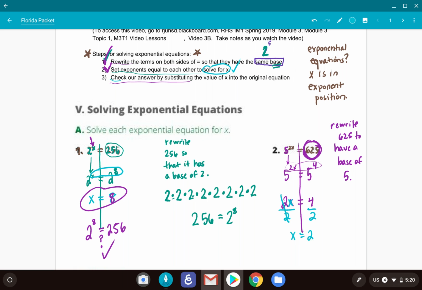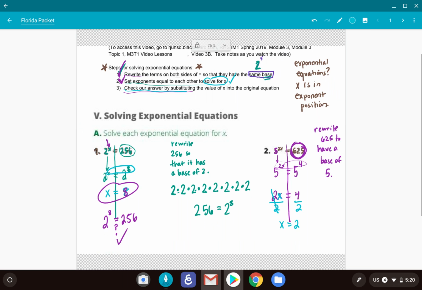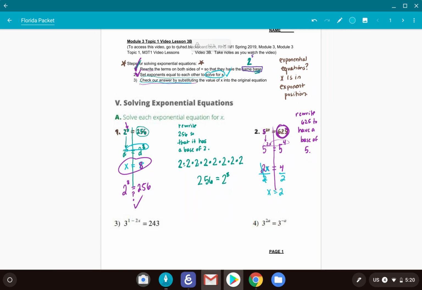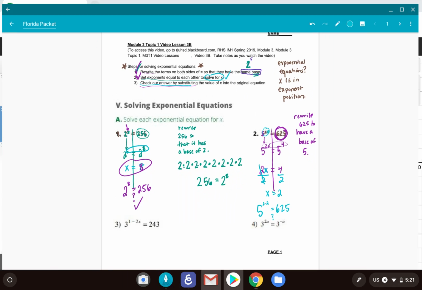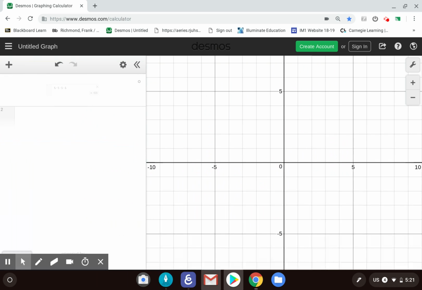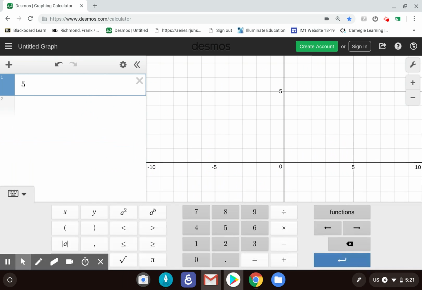And then you're going to want to check your answer by substituting it in for the original x value. So I would have 5 to the 2x. 2x is the same as 2 times 2. Does that equal 625? Is that a true statement? So I can check 5 to the 2 times 2 power.